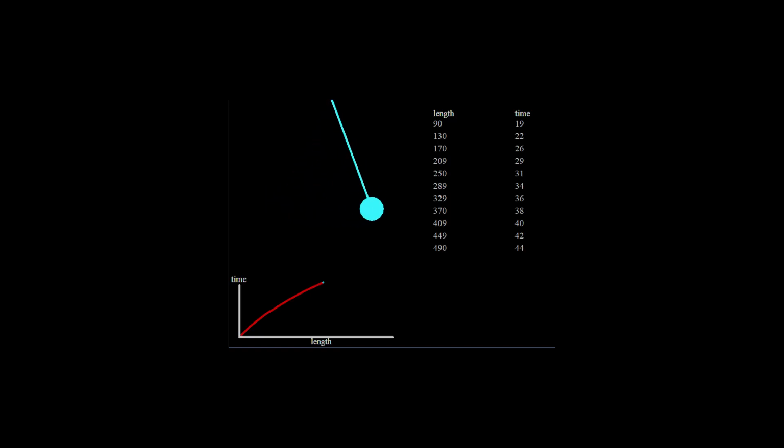And the graph at the bottom left shows that. Not a linear graph, not a straight line graph. So we can conclude from this that the relationship between the time, the period of the pendulum, and its length produces a non-linear curve. That means the rate of change will not be constant.